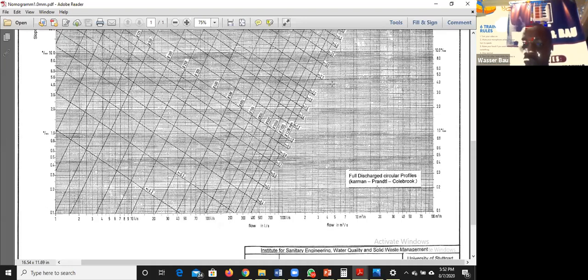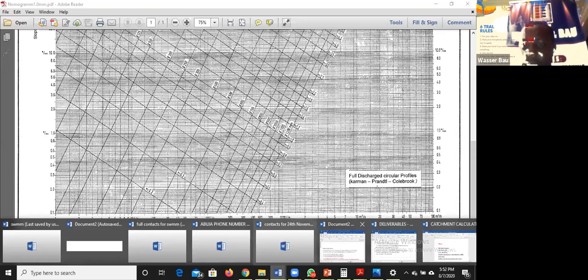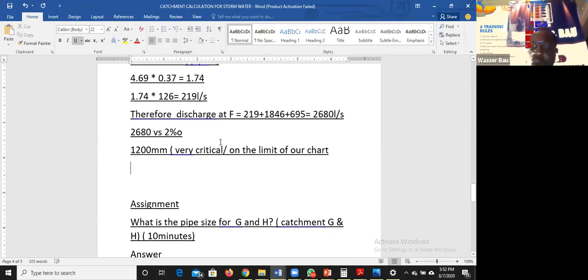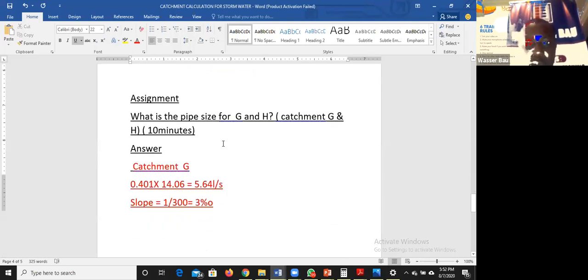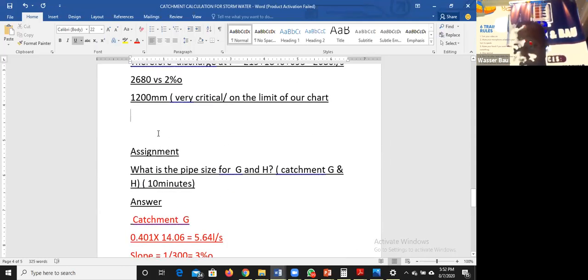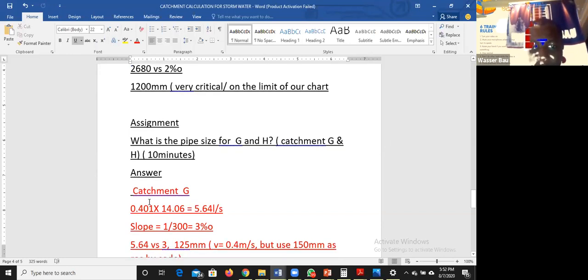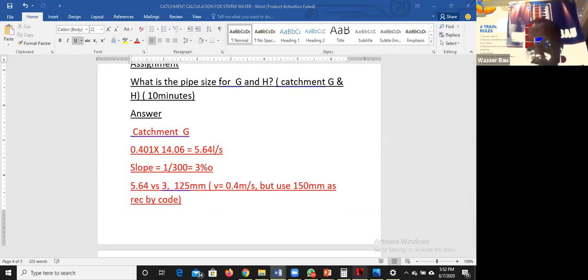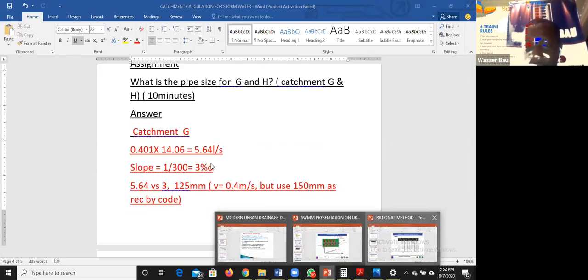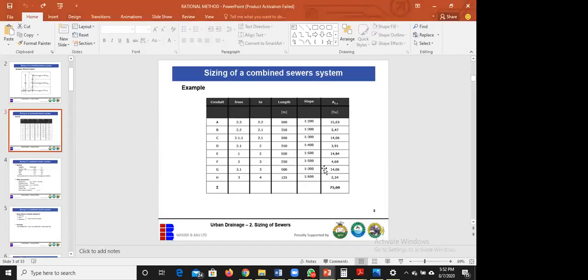So that is that. So what we have done now is how to calculate your pipe sizes. So back to our assignment again. What is the pipe size for this and this? So I think we're going to solve that together. So for catchment G, we know that catchment G.